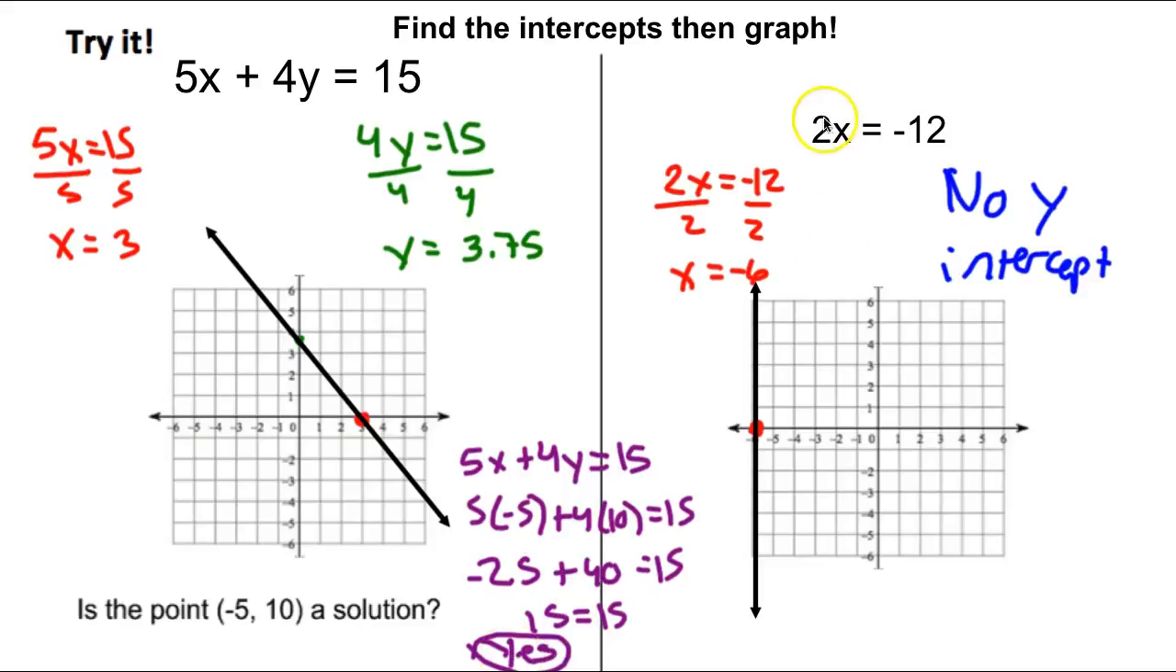The next one over here: 2x = -12. Well, there is no y, so I just solved for x, and I got -6. So that means the x-intercept is -6. And there's no y, so that means there is no y-intercept. So it is a vertical line. If you remember, we call that undefined. That's it. Moving on to the next one.